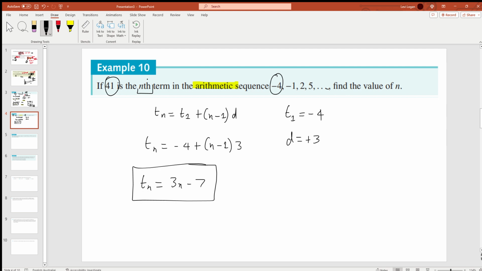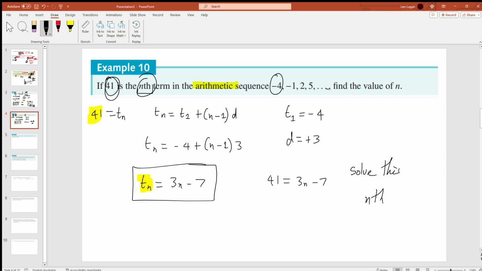So now, we are looking for an n. We're not looking for a term. Because we've got the term, we're looking for where it fits in. So, 41 is my t of n term. So if I put the 41 here, I can solve for n. So 41 equals 3n minus 7. If I solve this, it will tell me my nth term in this sequence.